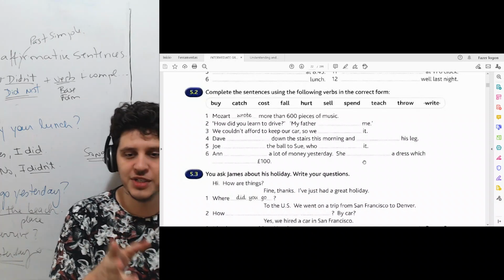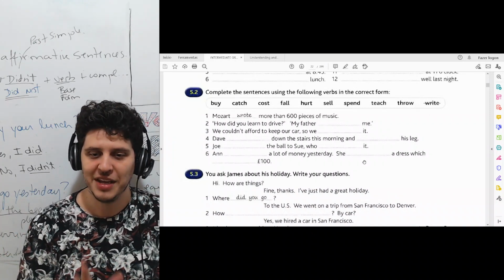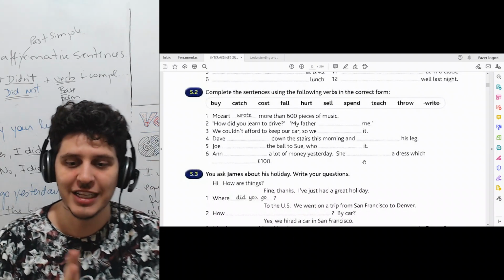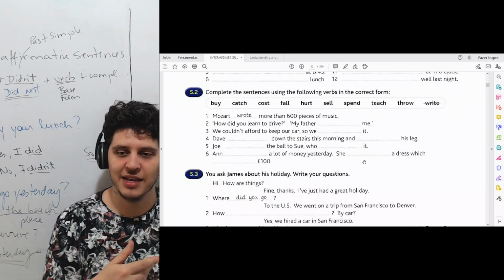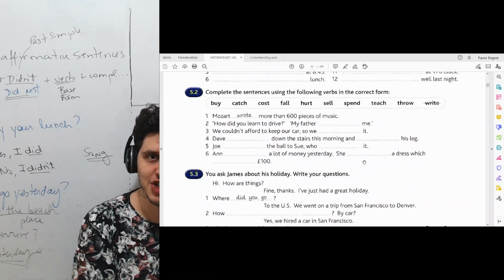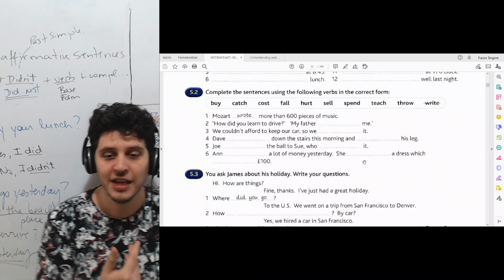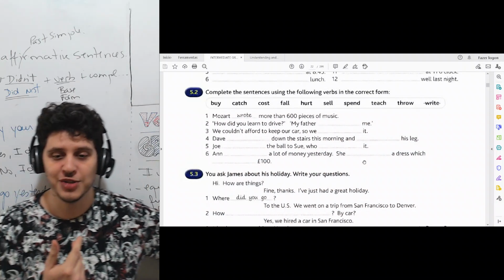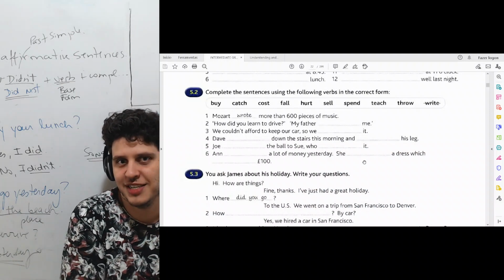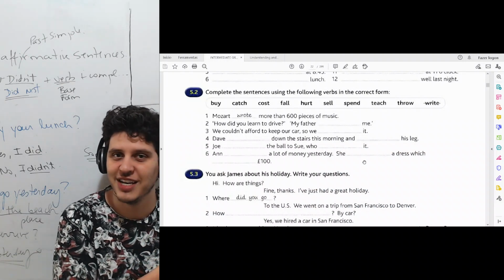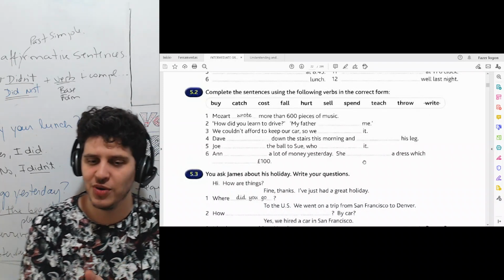Number 1, Mozart wrote more than 600 pieces of music. Good for him. Number 2, how did you learn to drive? My father taught me. Taught, the past of teach. My father taught me. Meu pai me ensinou. Number 3, we couldn't afford to keep our car, so we sold it. We sold it. Nós vendemos. We couldn't afford to keep our car, so we sold it.